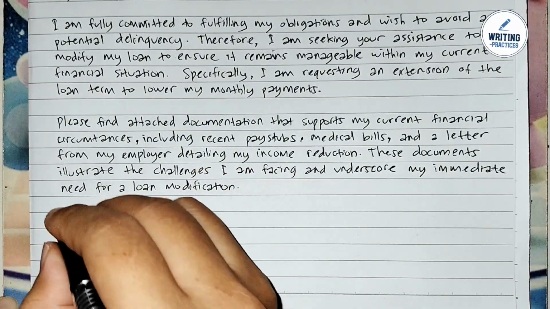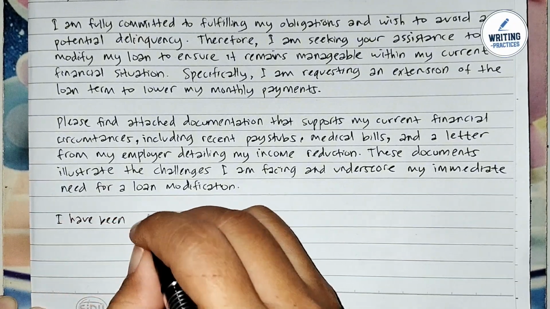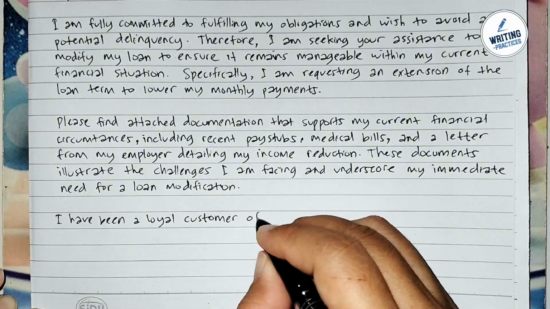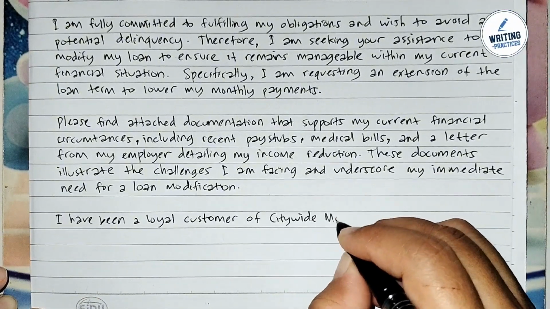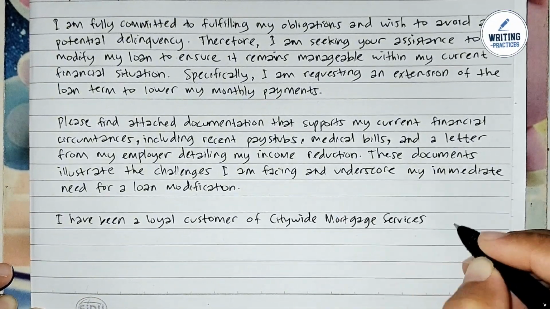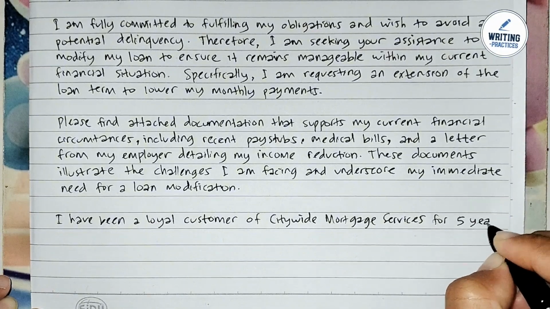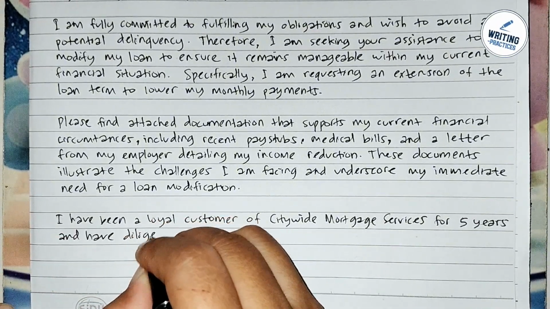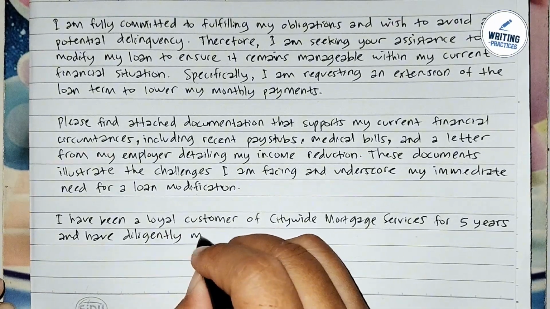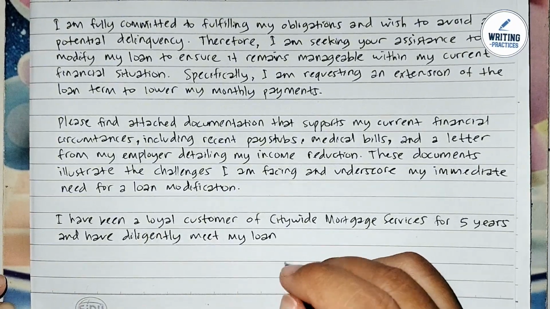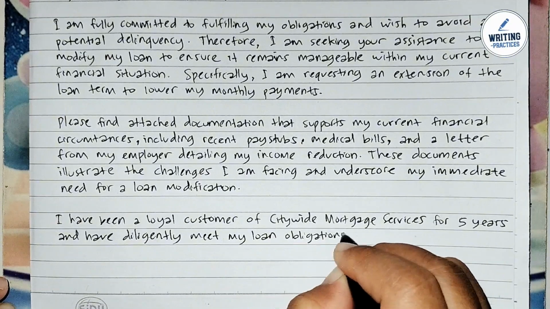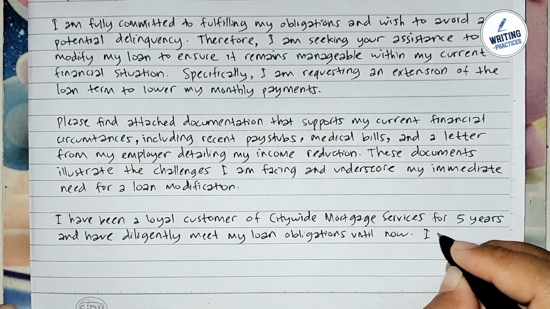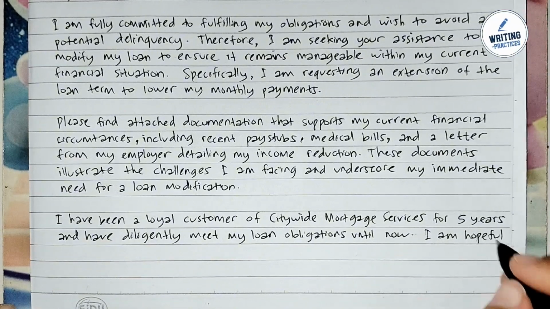In the fourth paragraph, this is where you write about loyalty and track record. You can start with borrower's history. Yes, highlight your history, as a borrower, with the lending institution. They are including the duration of the loan, and your diligence in meeting obligations until now. You have to convince the recipients that you are such a responsible person. And you may write something like, "I have been a loyal customer of Citywide Mortgage Services for 5 years. And have diligently met my loan obligations until now."